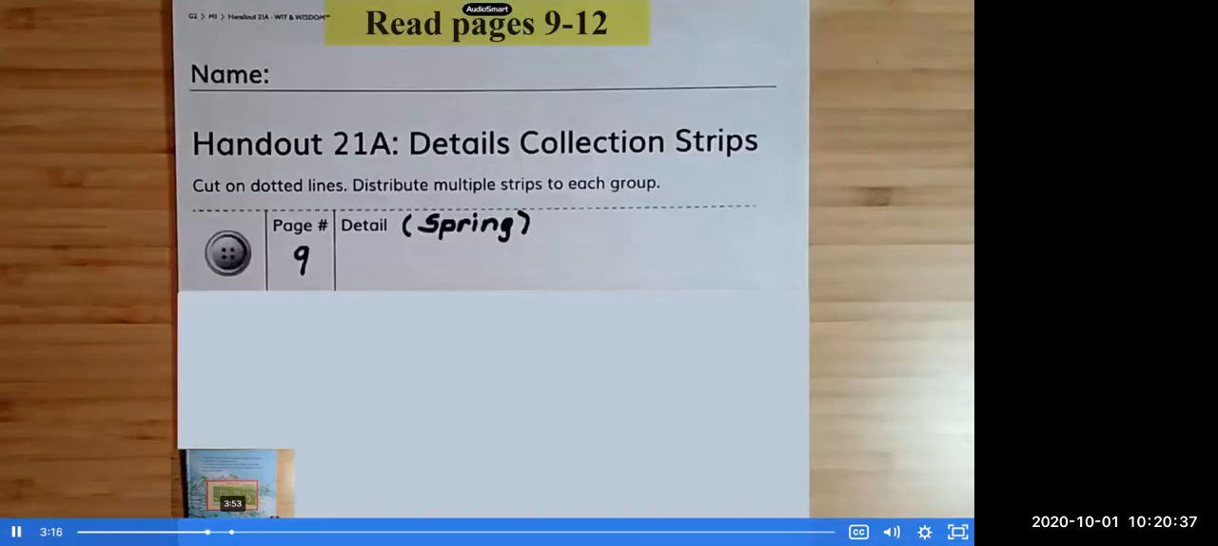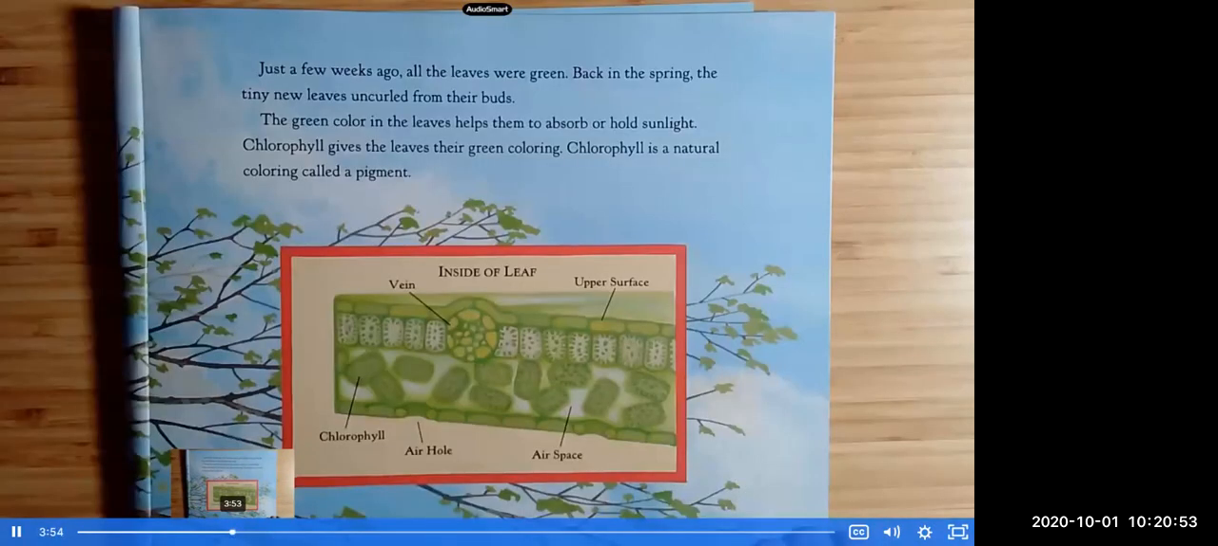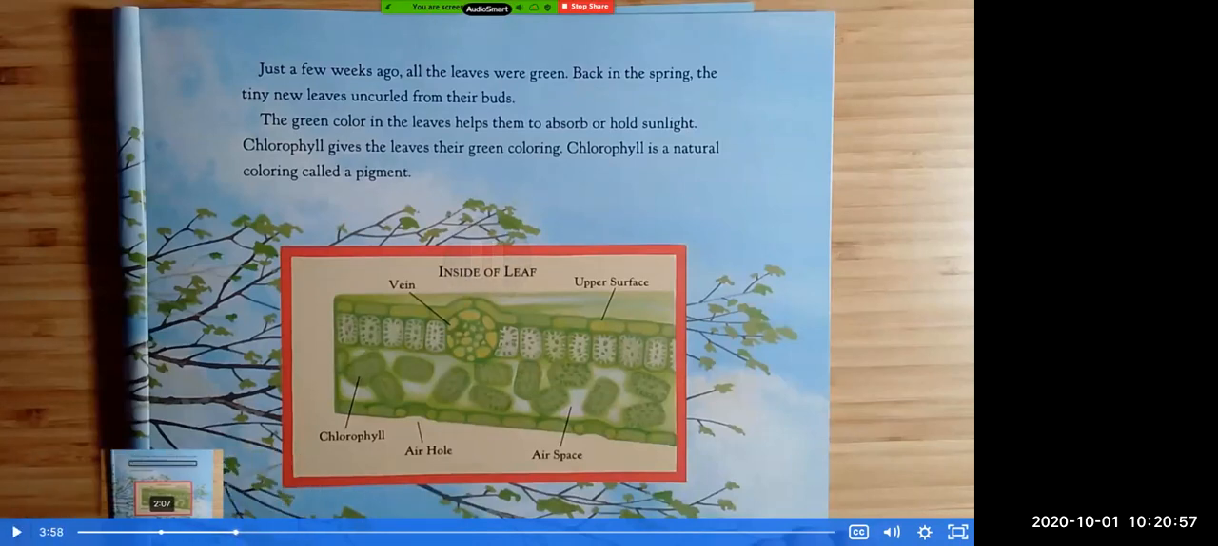Please grab handout 21A and your pencil. And at the very top of the handout, even above your name, please write read pages 9 through 12. Purpose in mind, I would like to gather a detail about what. Only hit a button.